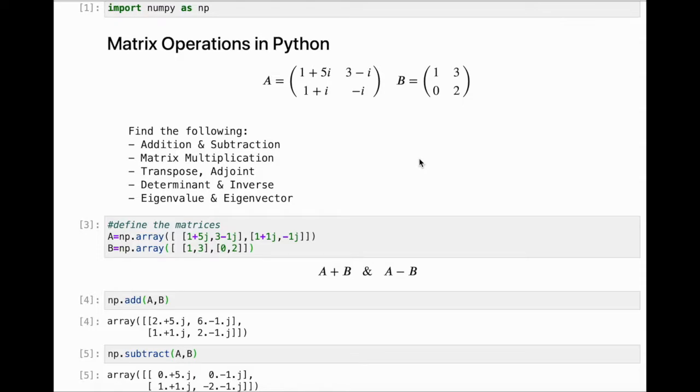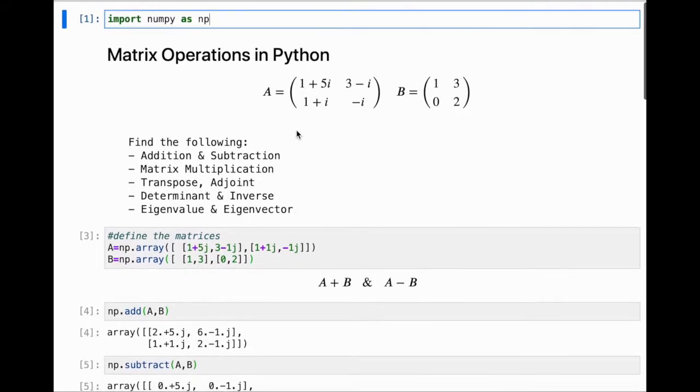Everyone, in this tutorial we are going to take a look at how to do some of the basic matrix operations numerically using Python. So first off, we need to import NumPy for our computations. Today we will take a look at these matrix operations, which are basically addition and subtraction, matrix multiplication, transpose and adjoint of a matrix, getting the determinant and inverse, and finally finding the eigenvalue and eigenvector of a matrix.